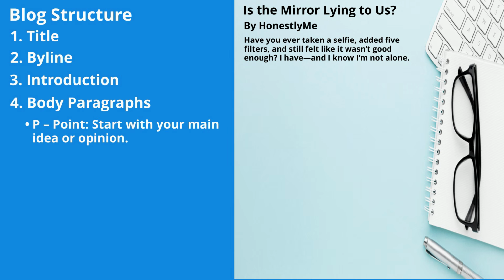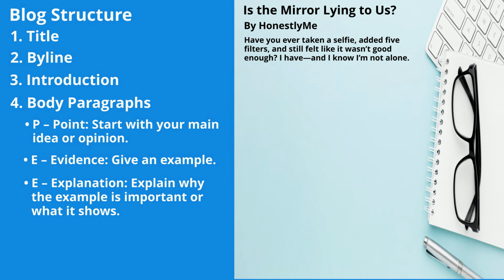The P is for point, where you start with your main idea or opinion. Then E is for evidence. Here, you give an example. After that, you have E for explanation. You explain why the example is important or what it shows.